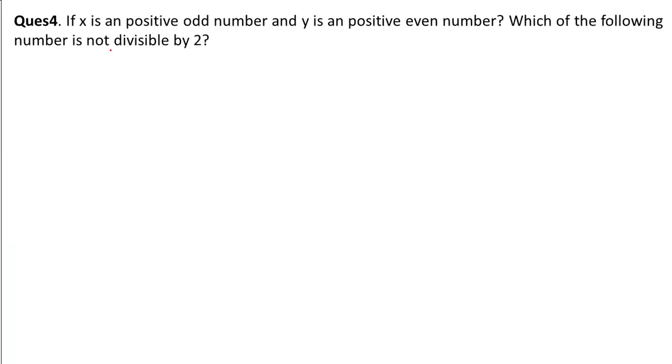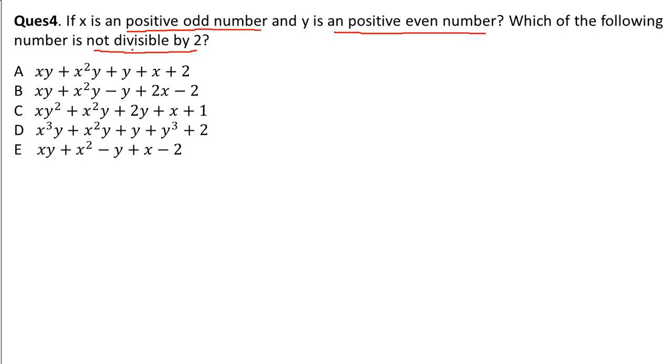Let us move towards the second last question of this flash test. It says if x is a positive odd number and y is a positive even number, which of the following number is not divisible by 2? That means which of the following number is an odd number? The question asks me this. So these are the 5 option choices. This is the problem solving question. Now this is the trick question.